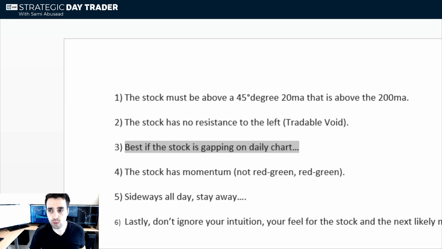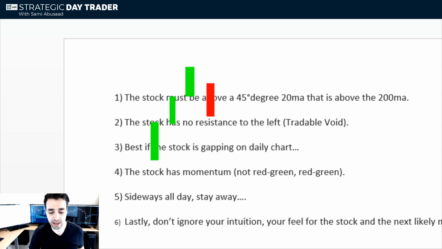So this is what momentum looks like. Again, this is momentum, nice green bars. And then when it pulls back, you get nice red bars. You get multiple of those. You don't get red, green, red. You don't want that. You want, again, continuity, follow through. Up, up, up, up, and then down, down, down. You want follow through. That's momentum.